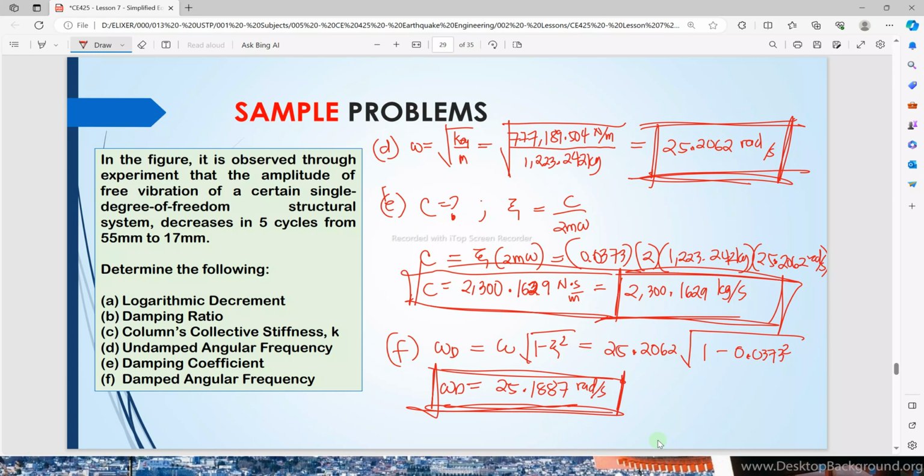Okay, so this is an example again of an SDOF underdamped system. But the way of solving is different: instead of the equation of motion, we use the logarithmic decrement in determining the damping ratio and then the damping coefficient of our structure.